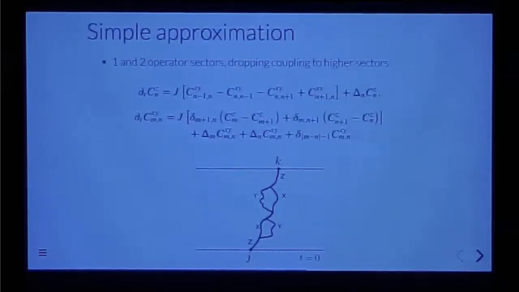And it also suggests a simple approximation, which is you just keep track of the one operator and two operator sectors. So an operator can split, and then it merges again, splits and merges. And you get that by taking your equation of motion and just throwing away the possibility of generating a 3-operator sector.